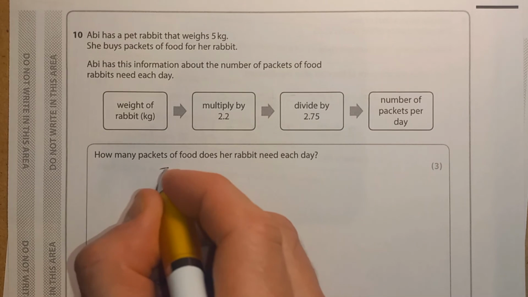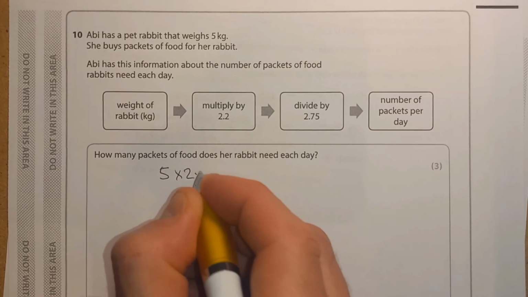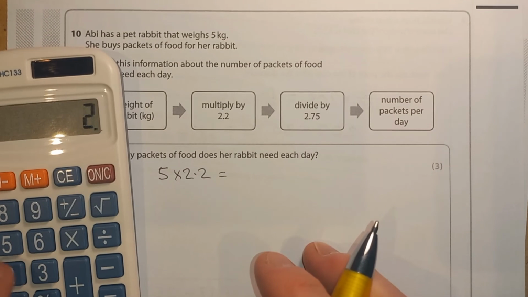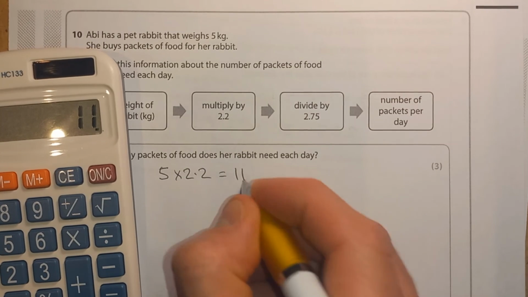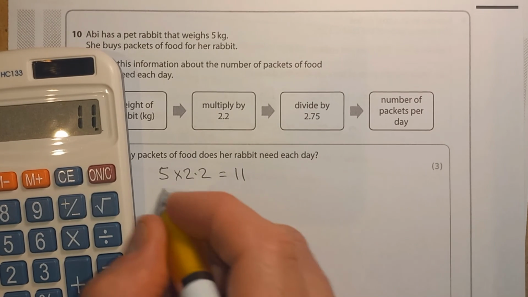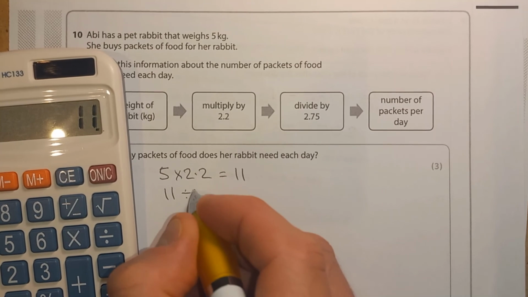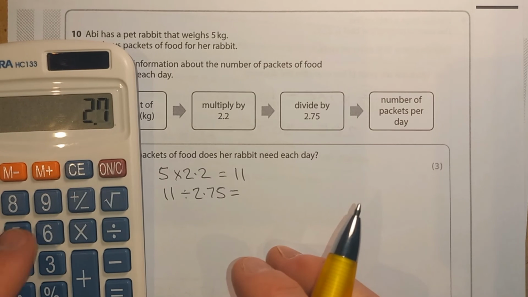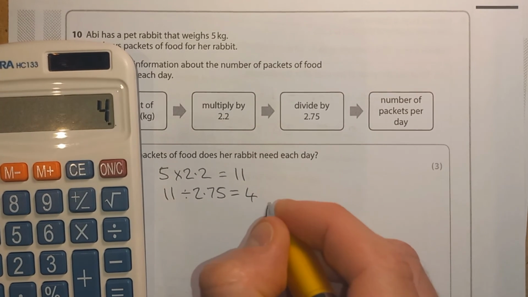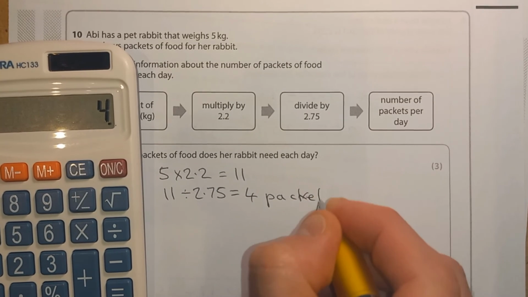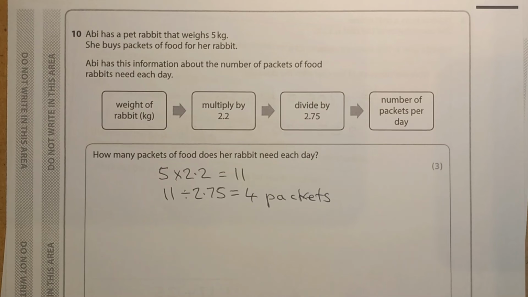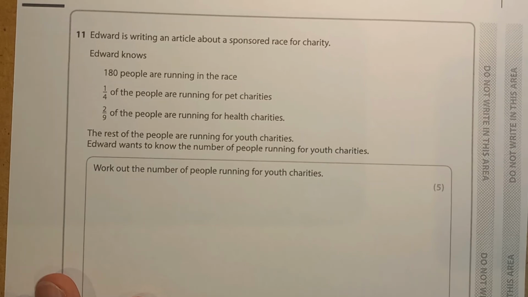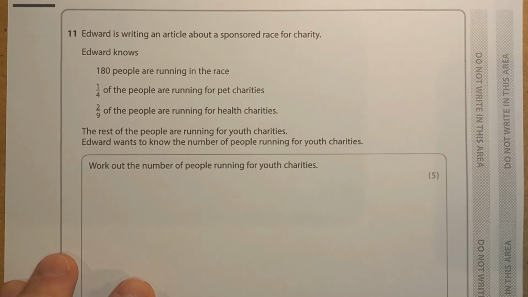Well, so we said we'd take the weight, which is 5 kilograms, and multiply it by 2.2. So we're going to do one step at a time. So 5 times 2.2, that gives 11. Then I'll do a new step. We're now doing the 11, and we're going to divide it by 2.75, which gives us 4, and that's the number of packets. Okay, then we've got the last question of the paper.